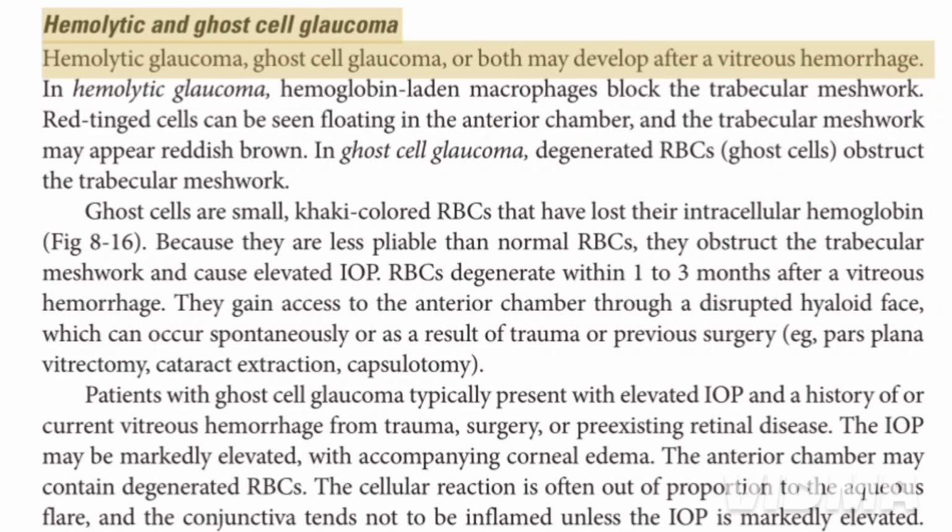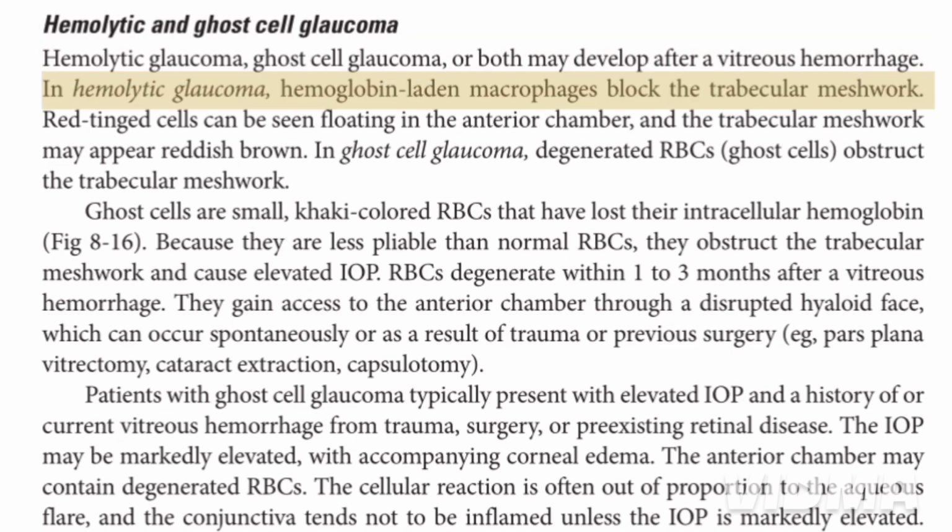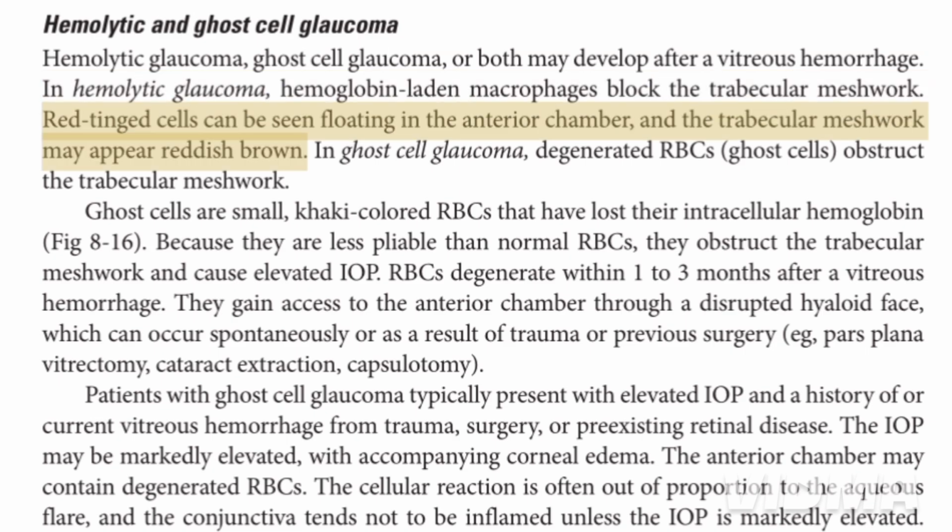Hemolytic and ghost cell glaucoma. Hemolytic glaucoma, ghost cell glaucoma, or both may develop after a vitreous hemorrhage. In hemolytic glaucoma, hemoglobin-laden macrophages block the trabecular meshwork. Red-tinged cells can be seen floating in the anterior chamber, and the trabecular meshwork may appear reddish-brown.